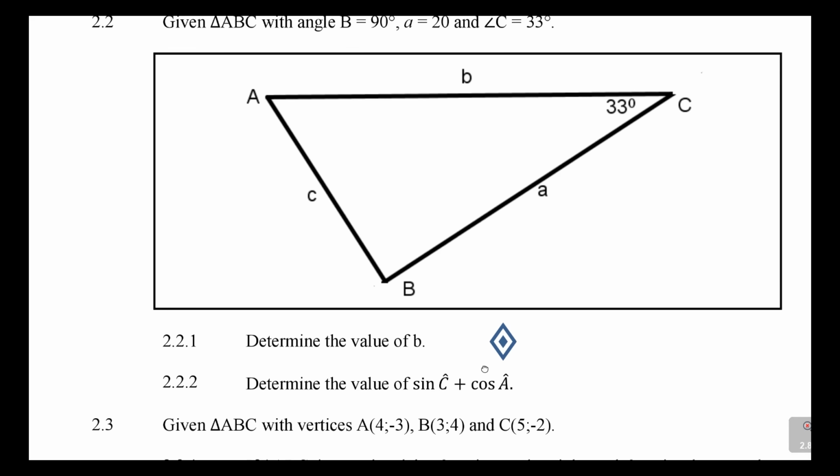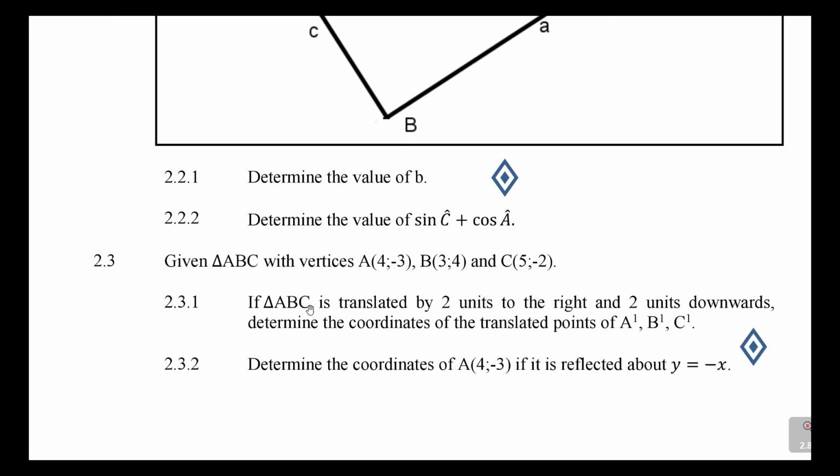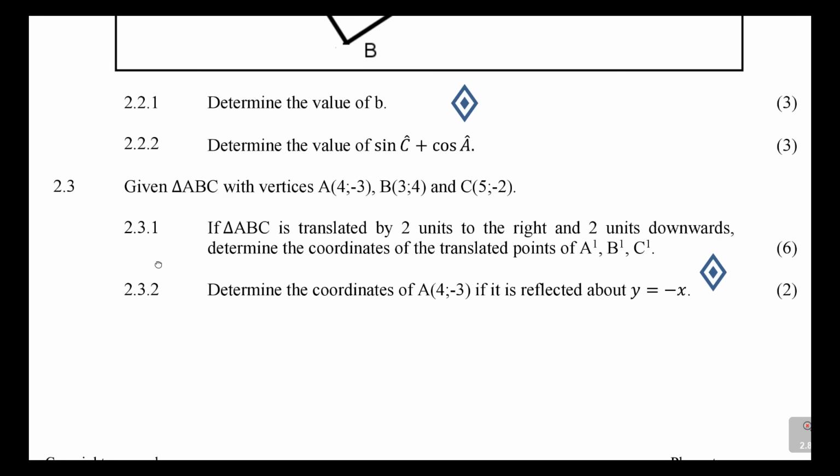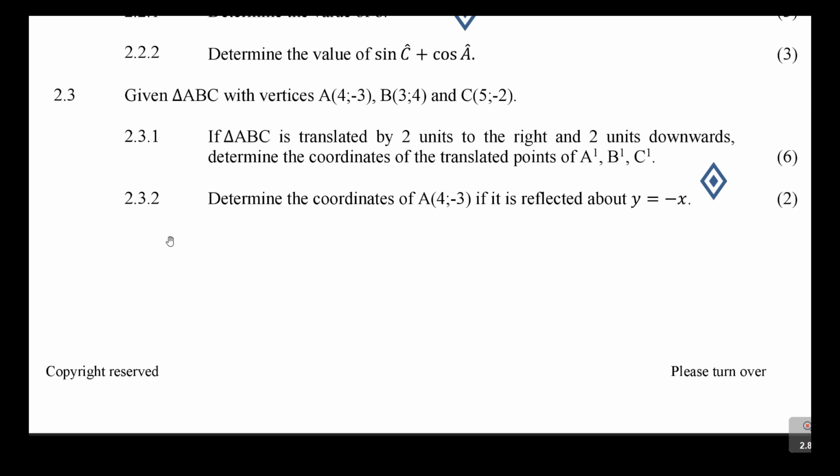Now moving on to 2.3. 2.3 says, given triangle ABC with vertices A, B and C. So they've given us that. And then if ABC is translated by 2 units to the right and 2 units downwards, determine the coordinates of the translated points A1, B1, C1. So this is transformation.